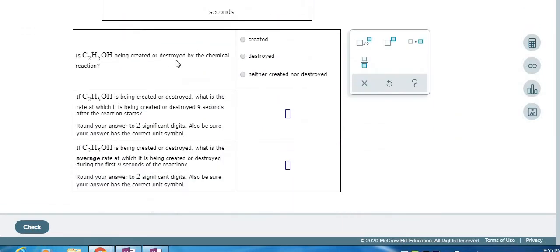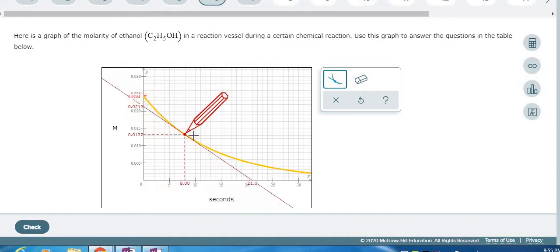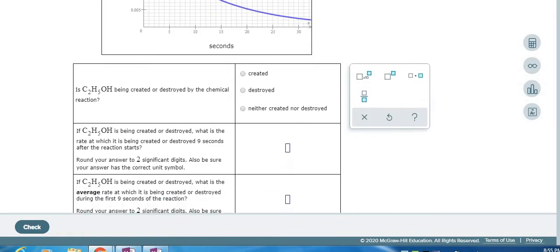So it says, is ethanol being created or destroyed by the chemical reaction? You can see here that the concentration of ethanol definitely goes down over time. It is being destroyed in this reaction. It is a reactant, so it is definitely being destroyed here. Okay, it says if it's being created or destroyed, what is the rate at which it is being created or destroyed? It wants an instantaneous rate at 9 seconds after the reaction starts.